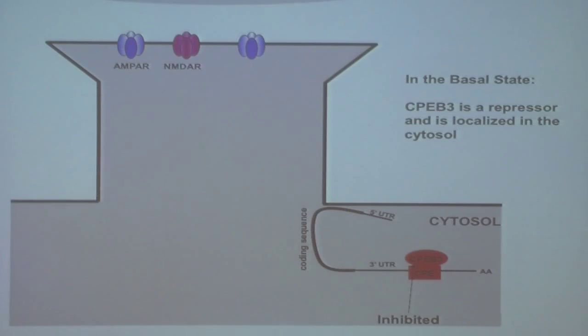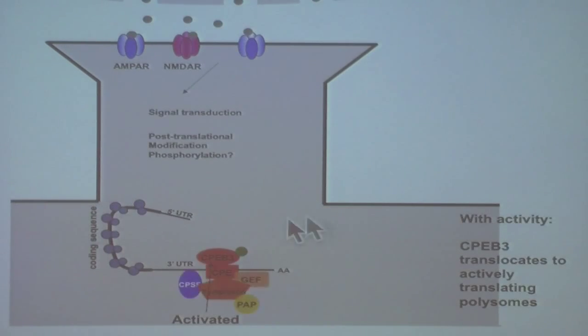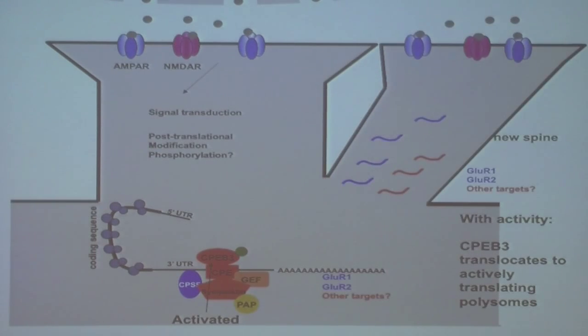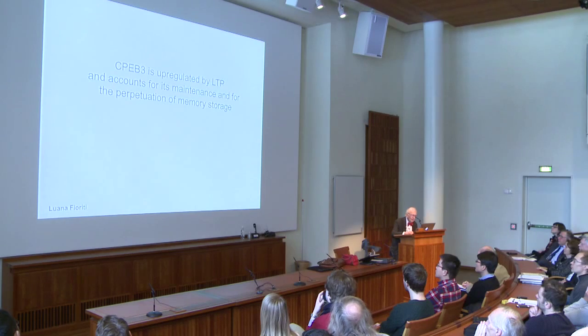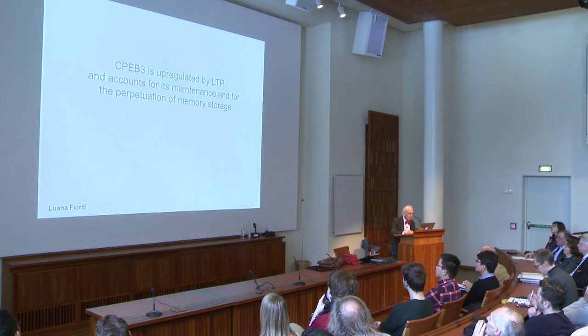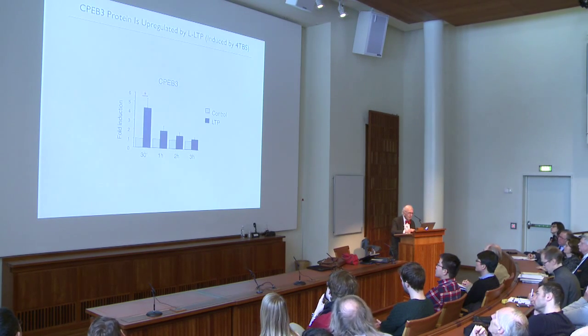So let me simply summarize in this cartoon our understanding of what is happening. In the basal state, in the cytosol, CPEB3 is inhibited. With activity, it translocates to the polysomes where it's capable of translating messenger RNAs necessary for the maintenance of learning and memory. So CPEB3 is upregulated by LTP, as I will show you, and it's important for really critical phases of memory storage. Let me simply show you this.